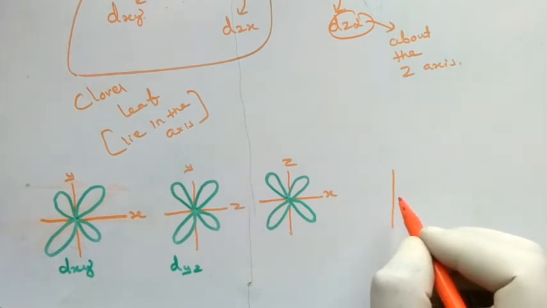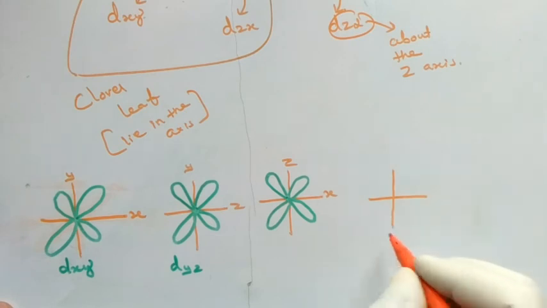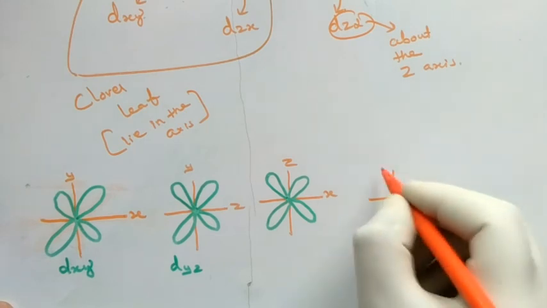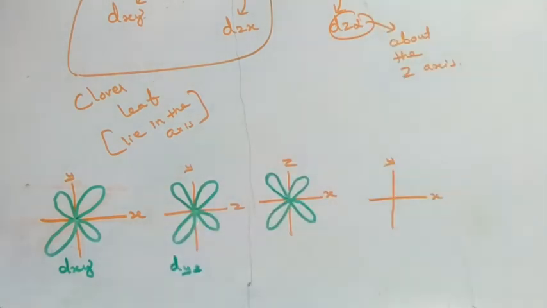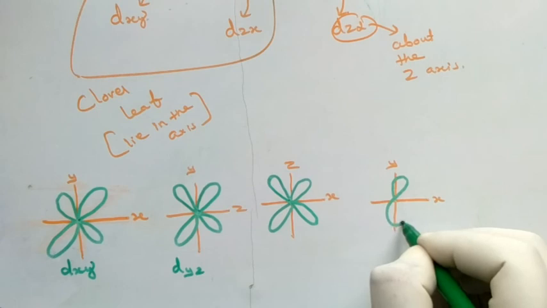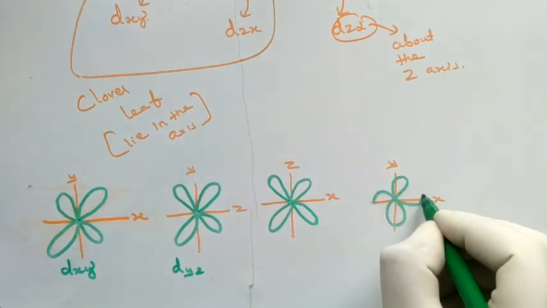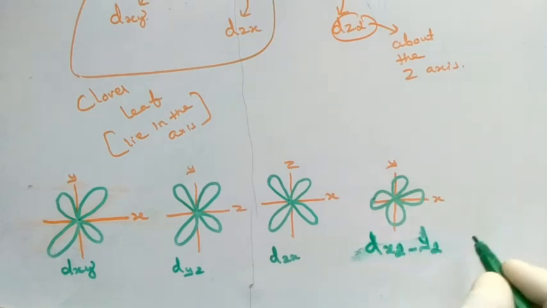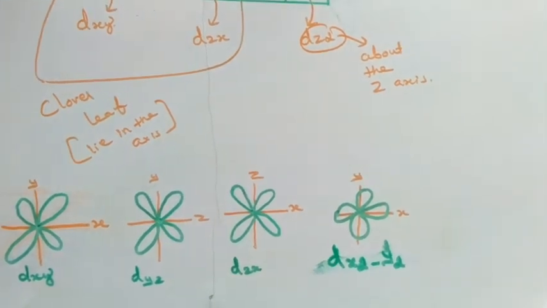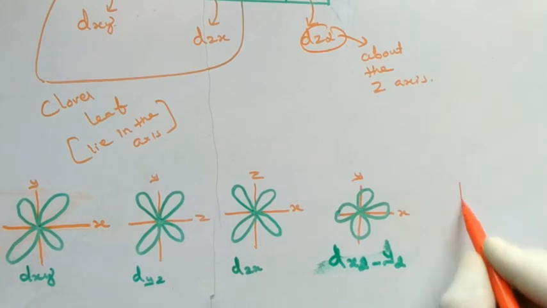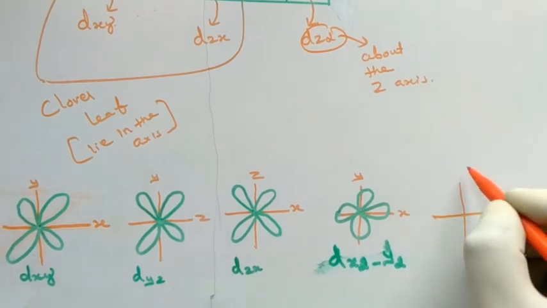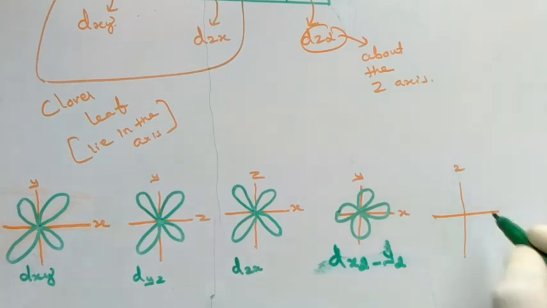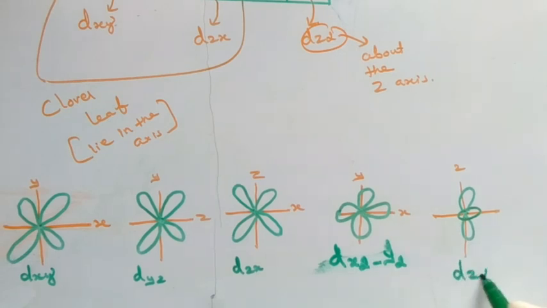Next one is dx2 minus y2 orbital. As I told you already, the dx2 minus y2 orbital is along the x-axis and y-axis. So it will be along the x-axis and y-axis like this. This is the shape of dx2 minus y2 orbital. And next one, the last one, dz2 orbital. So the dz2 orbital is symmetrical about the z-axis. The shape of dz2 orbital will be like this. This is the shape of dz2 orbital. These are the structures of d subshell.